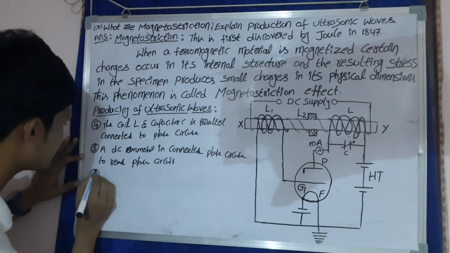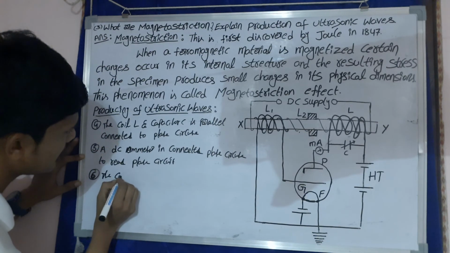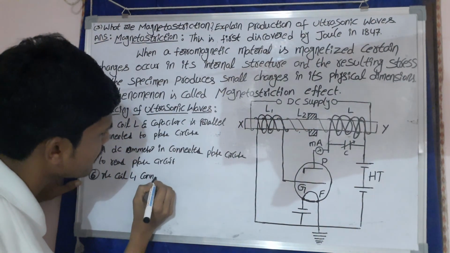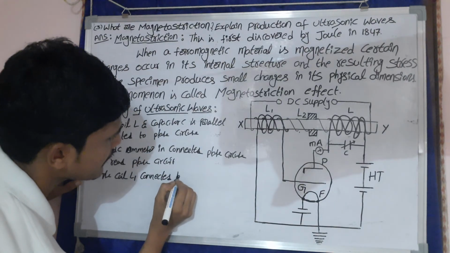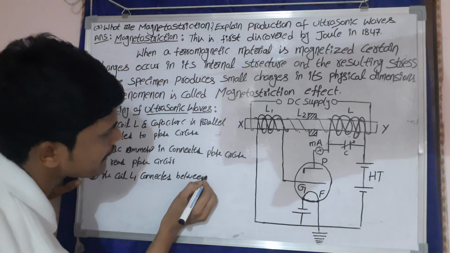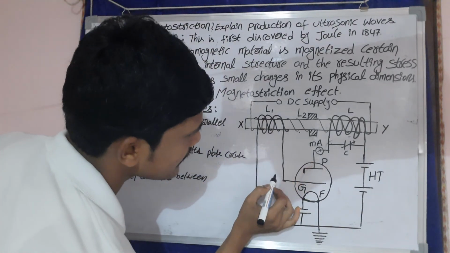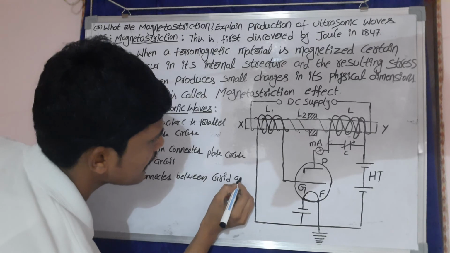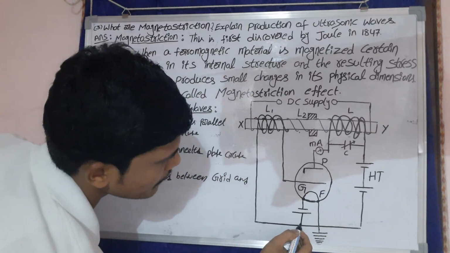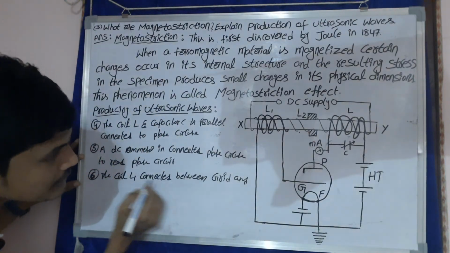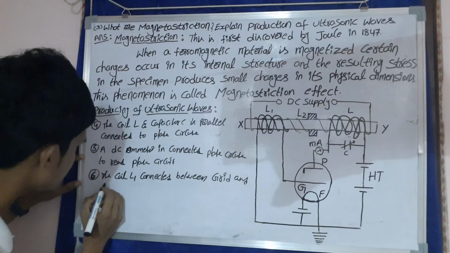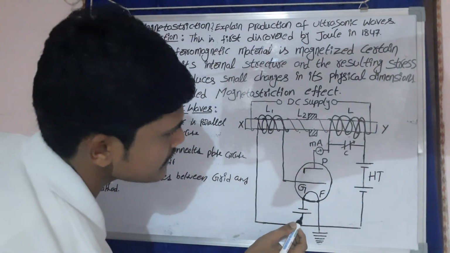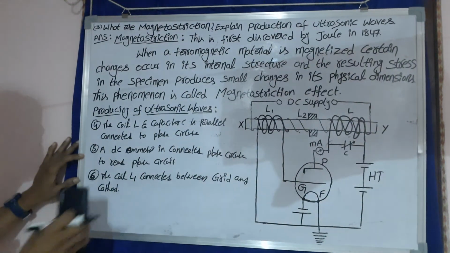Next, the coil L1 is connected between the grid and the cathode, and the battery positive terminal is connected as shown.